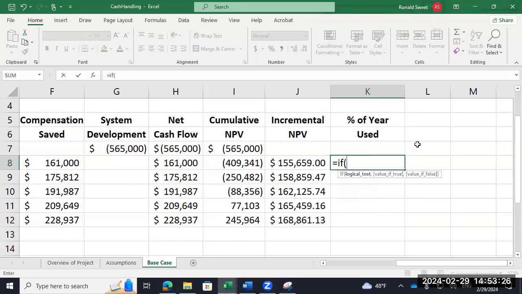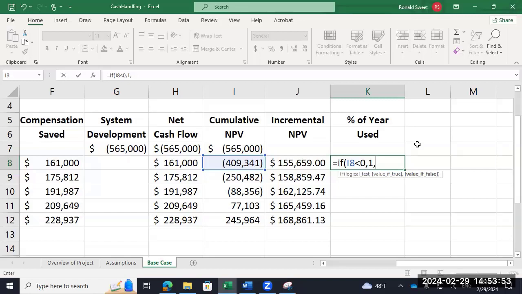So the first thing we're going to ask is if the cumulative net present value is less than 0, how much of this year are we going to count? We're going to count 100% of it. So that's pretty obvious. If the net present value is negative, we're going to count all of year 1. Okay. So the if function says if that's less than 0, 1, otherwise do something else.